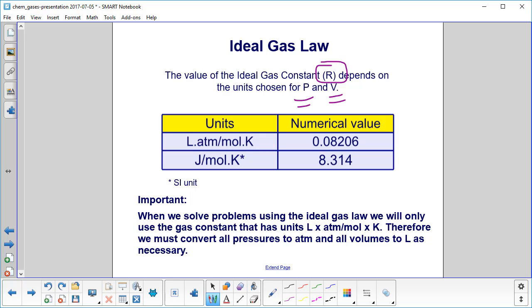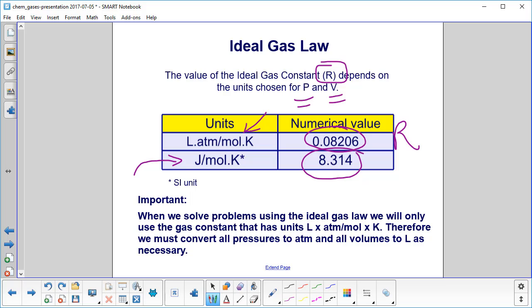If we use the units of liters times atmospheres divided by moles Kelvin, this is the value of R. If we're using joules and moles and Kelvin, it's 8.314. Now this is more commonly used in physics. They're a little more adherent to the SI units.